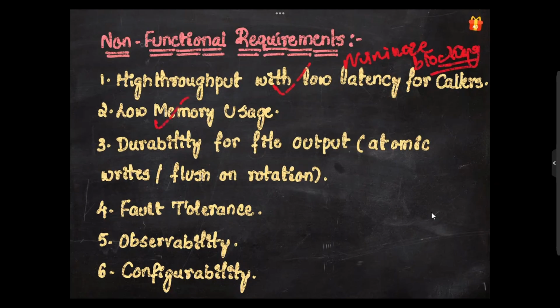Next, low memory usage. When I say low memory usage, it has to be a bounded queue as well as a bounded batch size. Just remember this one. Next, we have to take care of the durability for file output. So this is very important. Durability for the file output in the sense we can go with atomic writes or flush on rotation. So this is fine.